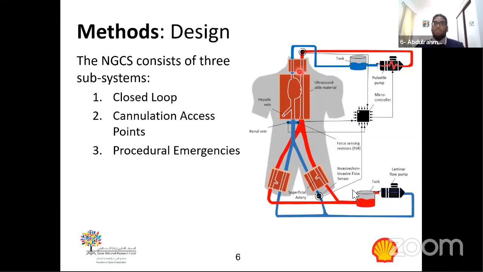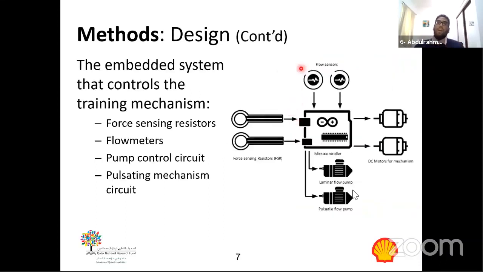And then the third part, the procedural emergencies, which is our novelty, which is composed of simulating what could go wrong in a surgery and how to alert the instructor if the trainee makes such a fault. So our design also has an embedded system aspect in order to actualize all of this.